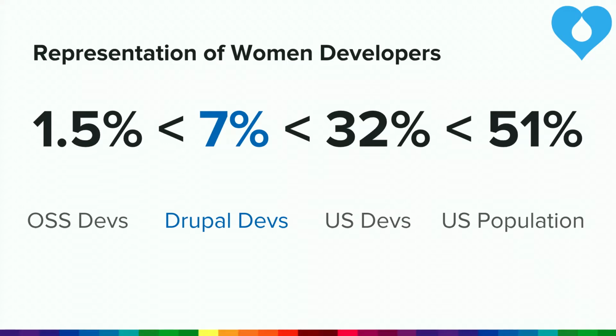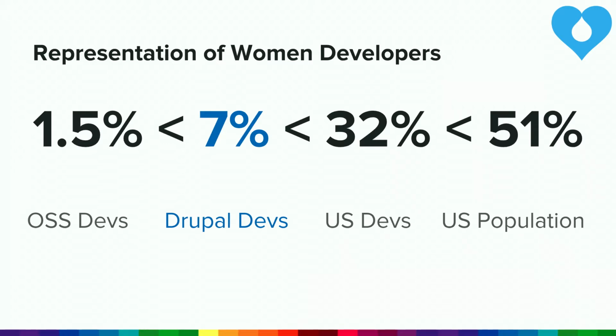The US developer population, just in general, is at 32%, and frequently you will see proprietary systems having better gender representation than open source, which we can talk about maybe during questions. And then 51-ish percent of the US population, according to the census. So we're not the very bottom of the pile.